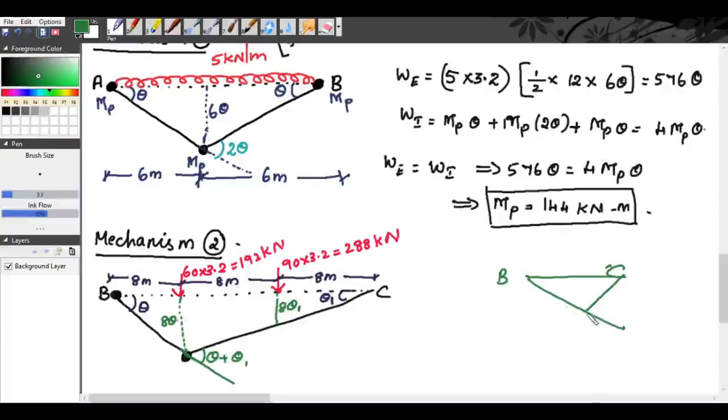See, if you draw a horizontal line, this is theta and this is theta 1. So this line makes an angle of theta with the horizontal, and this line makes an angle of theta 1 with the horizontal. So total is theta plus theta 1.